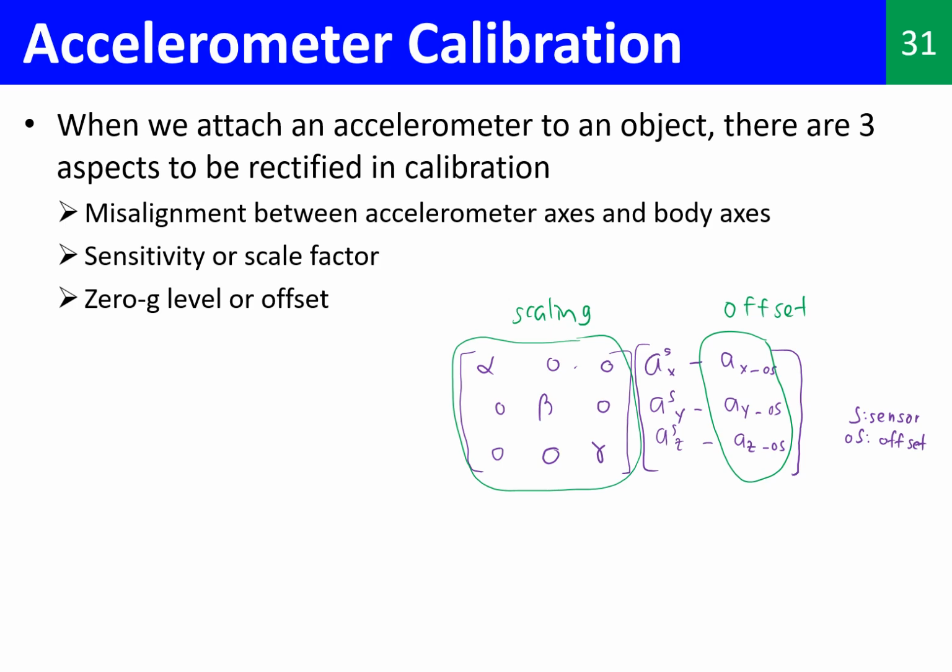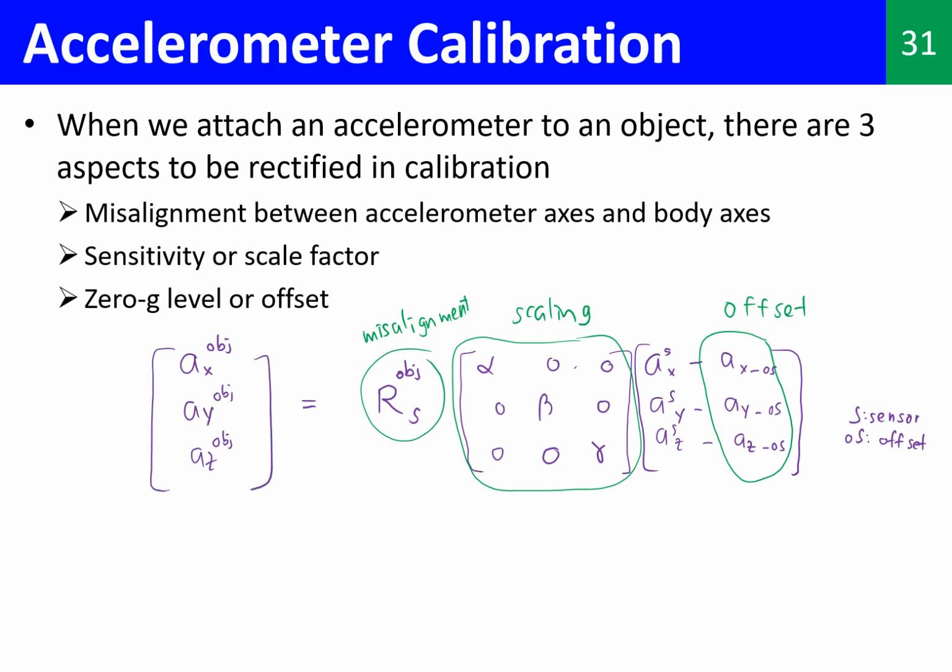Finally, to correct the misalignment, we will use a rotation matrix. This is the object to sensor rotation misalignment. So it will align with the body frame. Once we do that, we will get the readings in the body frame: AY object, AZ object.